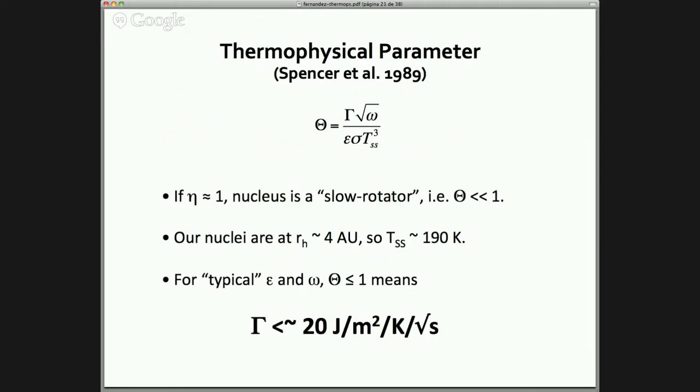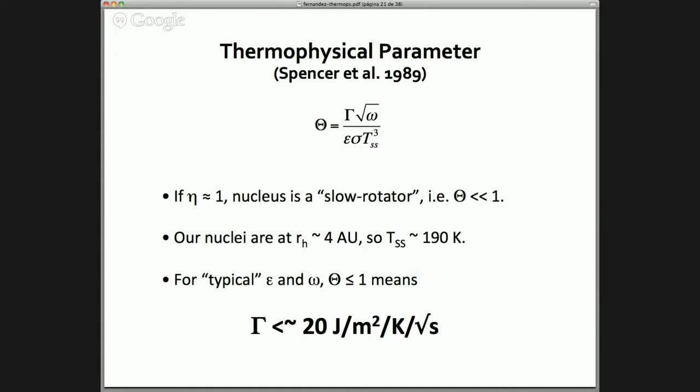You can also work that number a little bit more and try to understand something about the thermal inertia. So this is the Spencer thermophysical parameter that was mentioned yesterday. If eta is approximately 1, that means that probably the nuclei really are slow rotators. So if they're slow rotators, the thermophysical parameter is 1 or less, and probably much less than 1. If you throw in typical numbers for the other stuff in here, so this is the rotational frequency, subsolar temperature, emissivity, and you say this can be no bigger than 1, what do you get for gamma, for the thermal inertia? You put the numbers in, and you get something like a limit of about 20 in MKS units, which is again kind of a nice result.